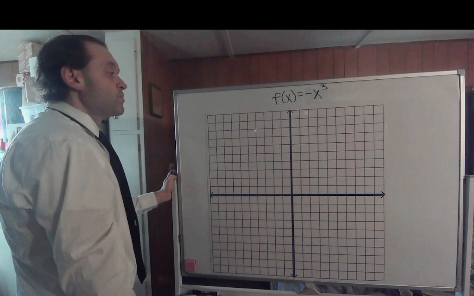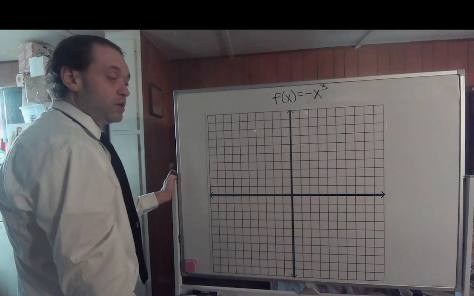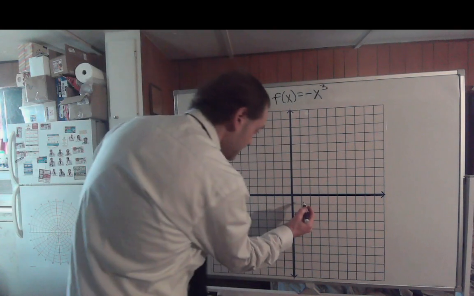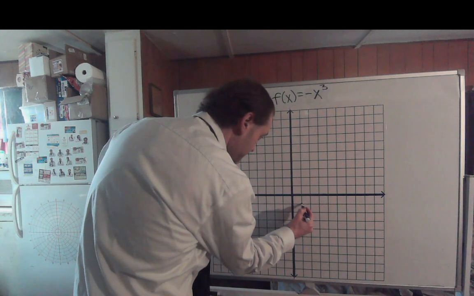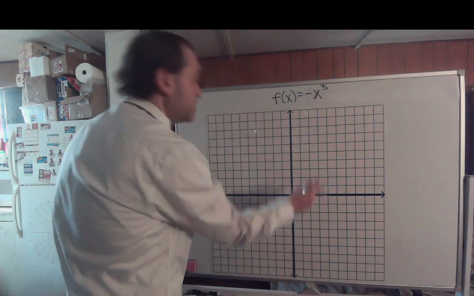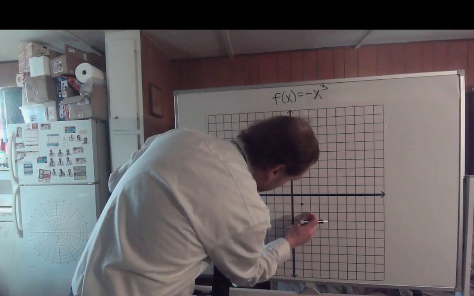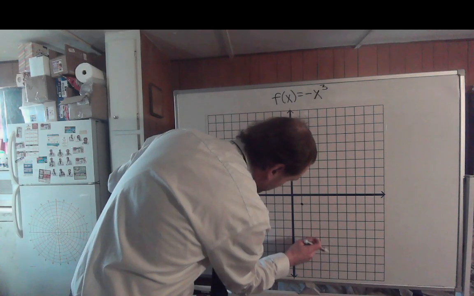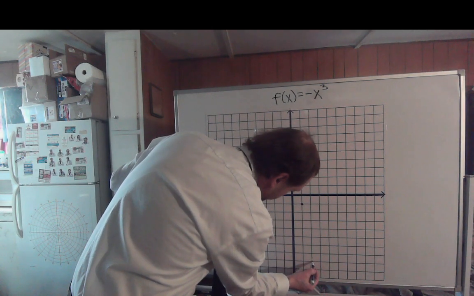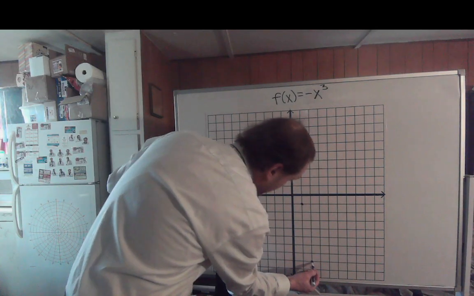So if I put in positive 1, I'm actually going to get negative 1 since there's a negative sign in front of that. If I put in positive 2 for the third power, I'd actually end up getting negative 8 in this case. So there's 2, negative 8.